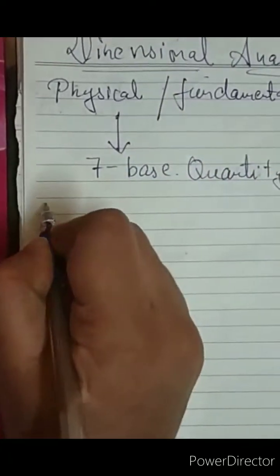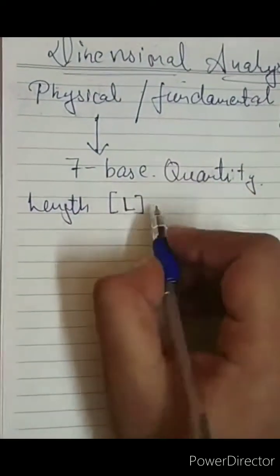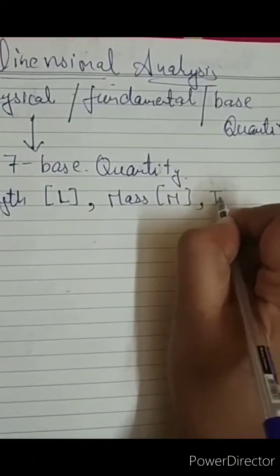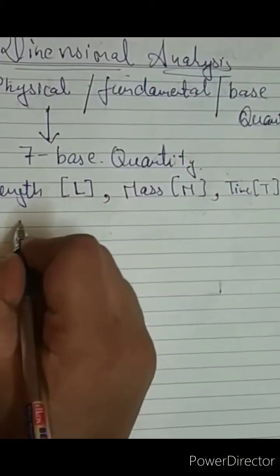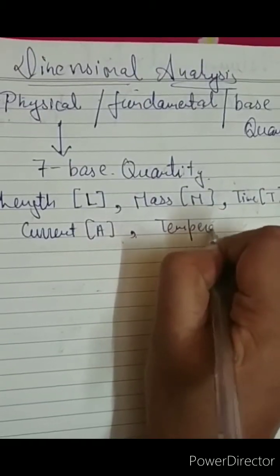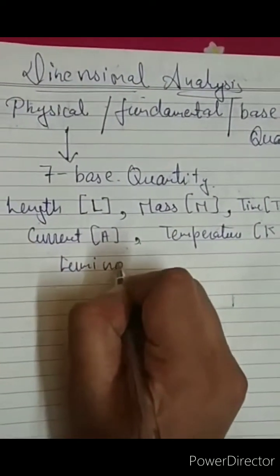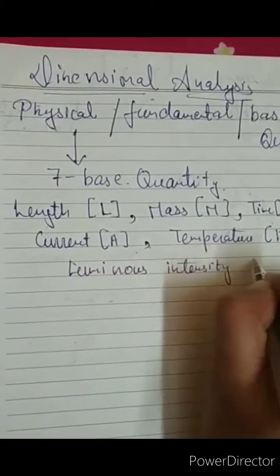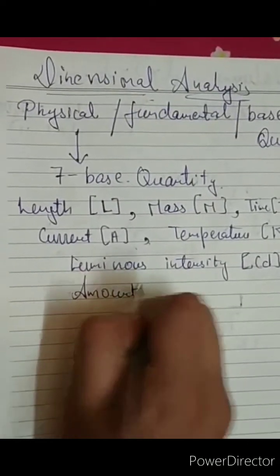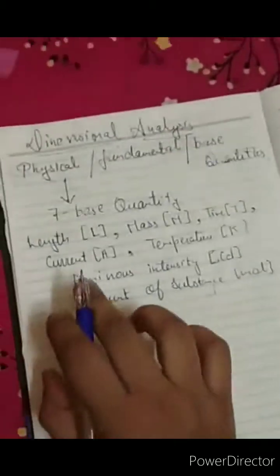Let's see. First is our length, and mostly it is denoted by L within square brackets, dimensions, so we just take it like this. Next is mass, M. Next one is time, denoted by T. Next is current, that is A. Next is temperature, denoted by K. Then luminous intensity, denoted by CD. These are square brackets. And amount of substance, generally we deal with it in chemistry, measured in terms of moles. So these are our 7 base quantities.